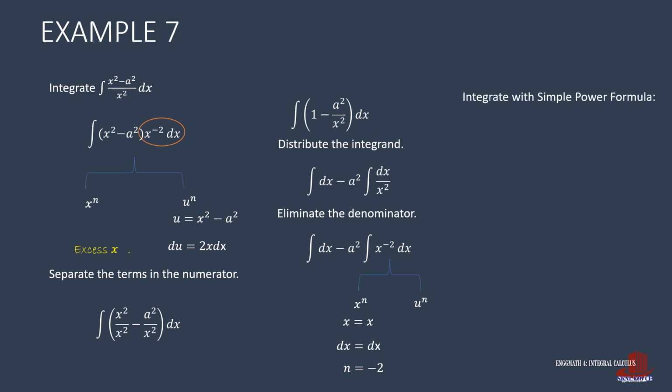Now, integrate the function with the simple power formula to have x less a squared times x raised to negative 2 plus 1 over negative 2 plus 1. This is simplified as x less a squared times x raised to negative 1 over negative 1, which can be written as x plus a squared over x.